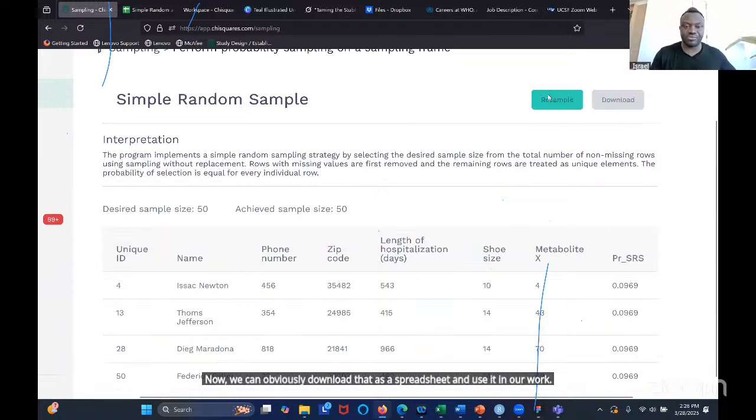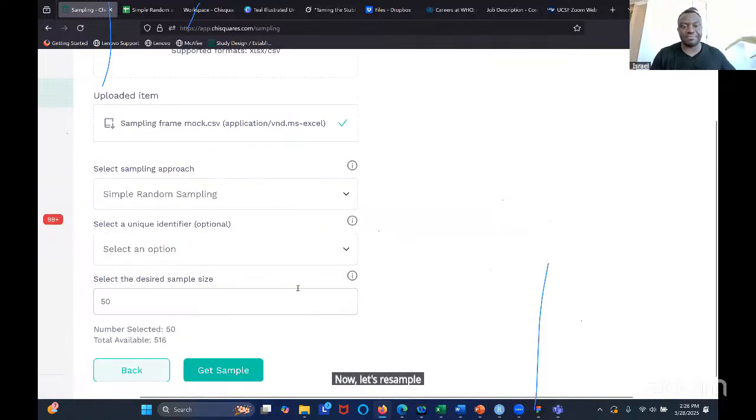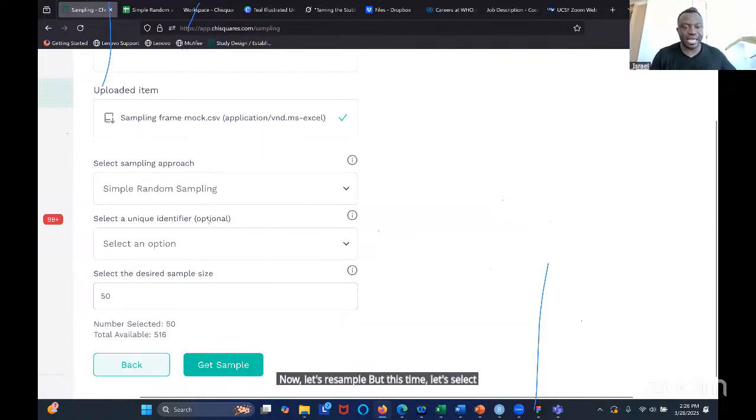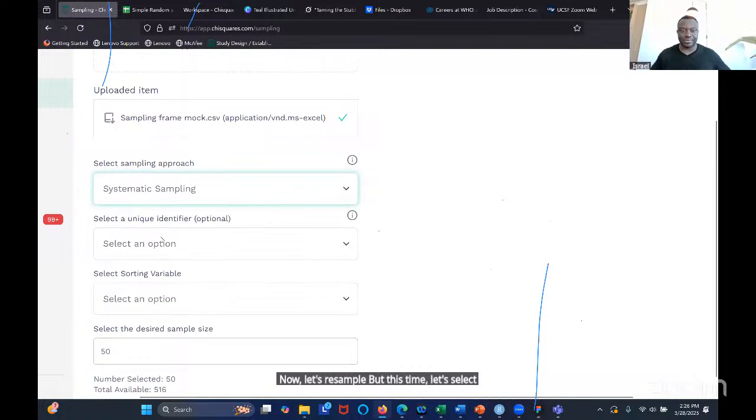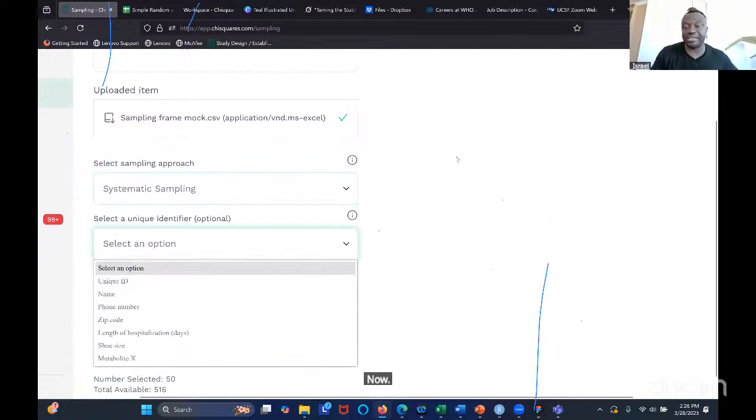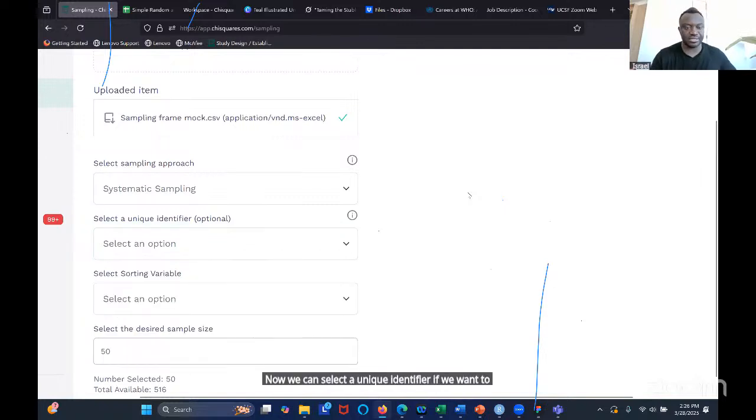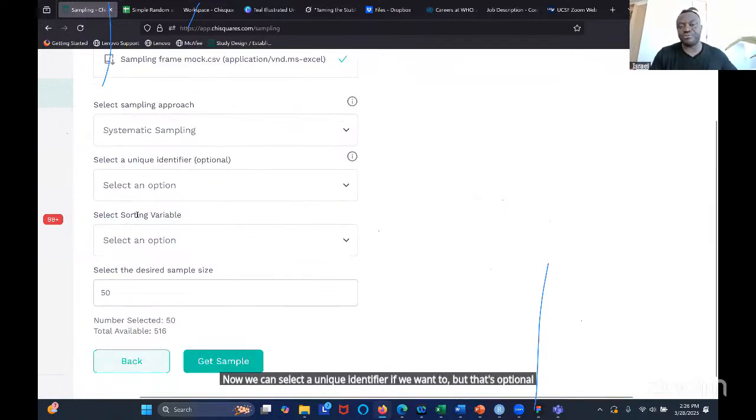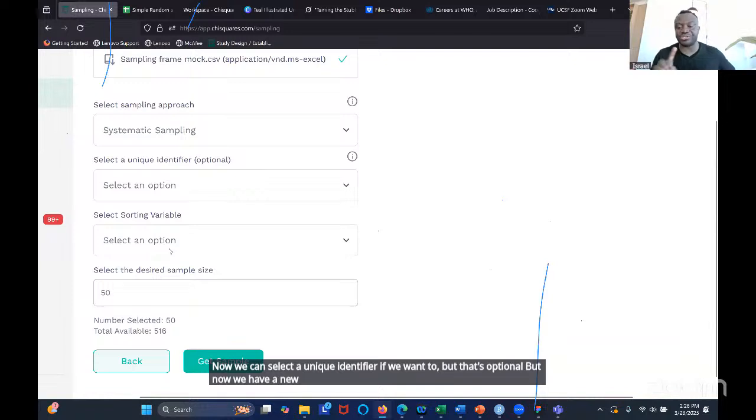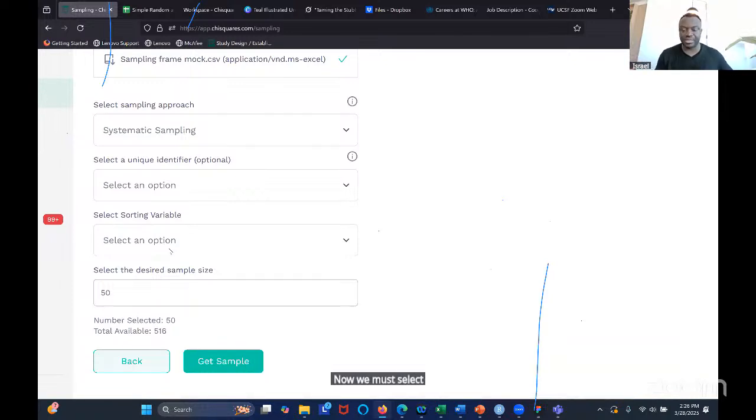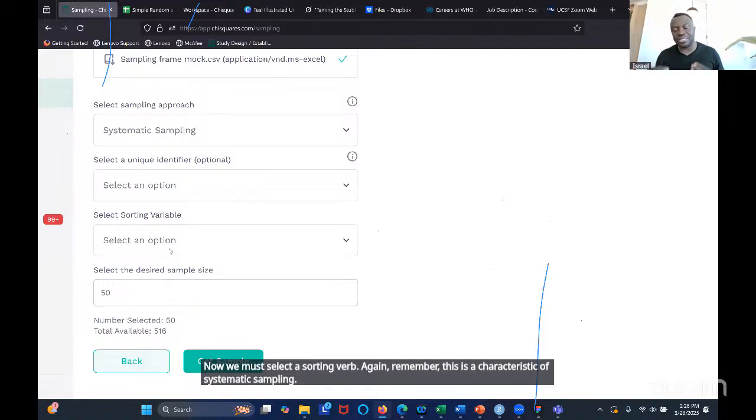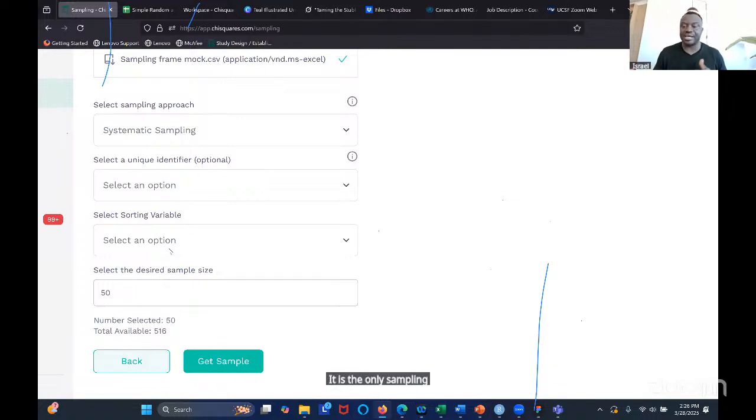Now, let's resample, but this time, let's select systematic sampling. We can select a unique identifier if we want to, but that's optional. But now we have a new indicator here that was not there before. Now we must select a sorting variable. Again, remember, this is a characteristic of systematic sampling. It is the only sampling technique that is affected by how you sort it.